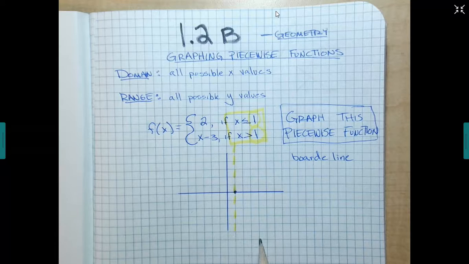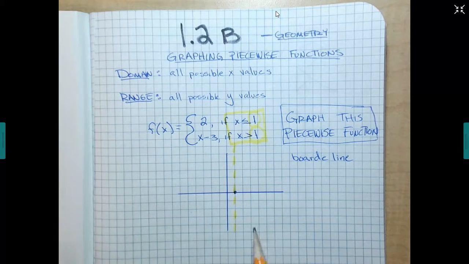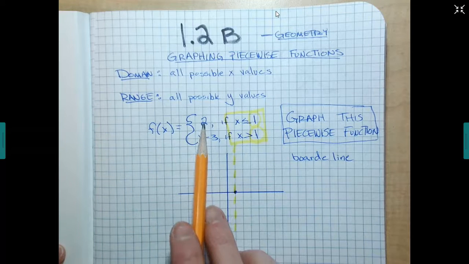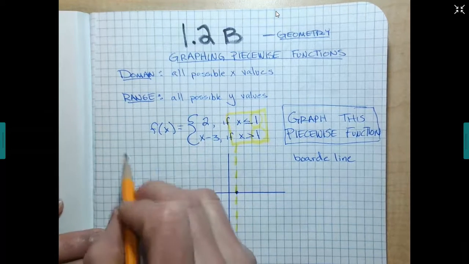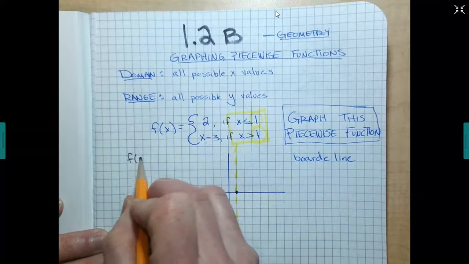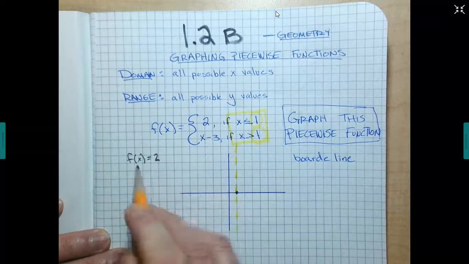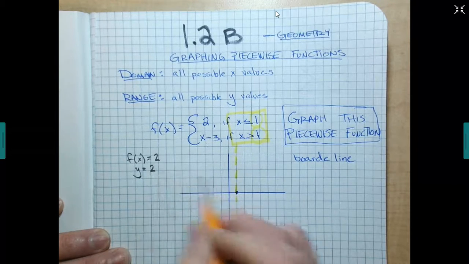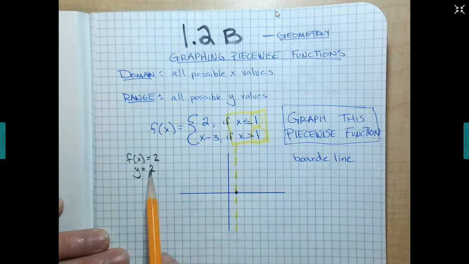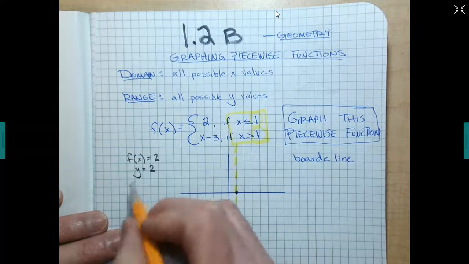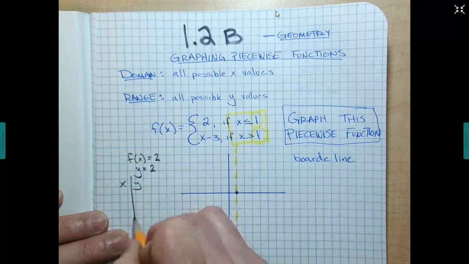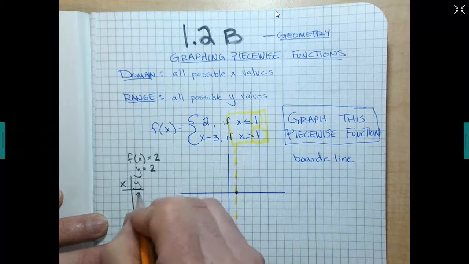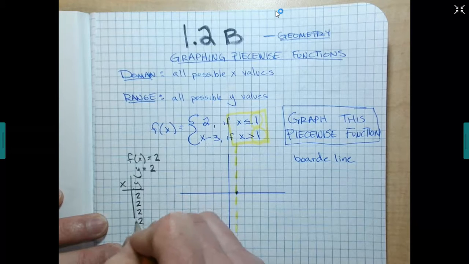So now I'm going to draw each of my individual functions. So right here, f of x equals 2. You know that f of x is synonymous with y, right? So we could rewrite this as y equals 2. Well, y equals 2, that's a horizontal line, right? For every x value, it doesn't matter what my x value is, my y equals 2. So y equals 2 every time, no matter what.